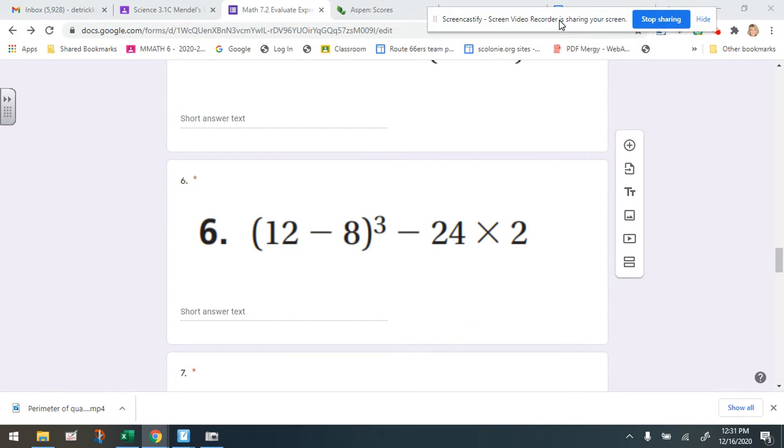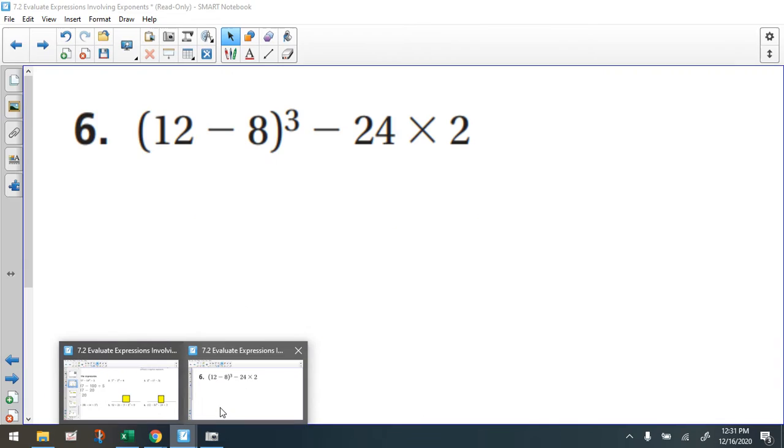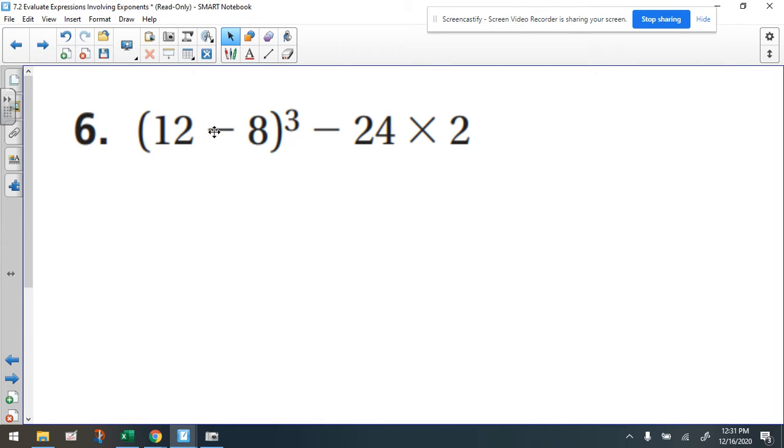We're going to take a look at question number 6, which a lot of people are getting wrong for some reason. So let's go through the whole thing.